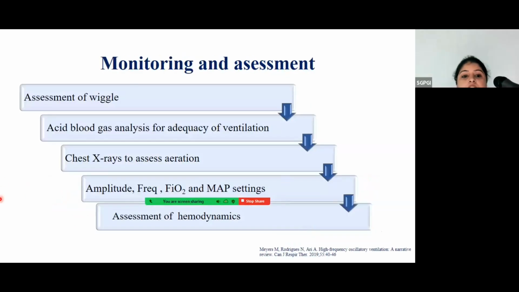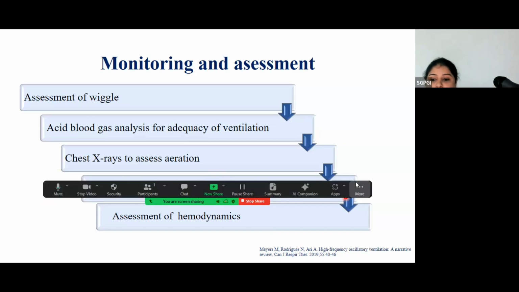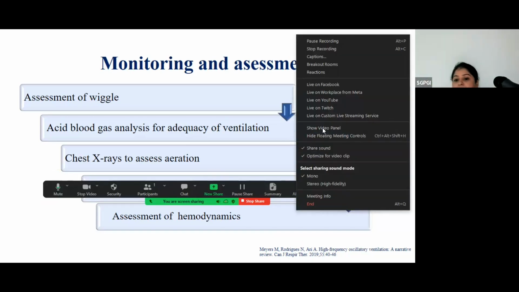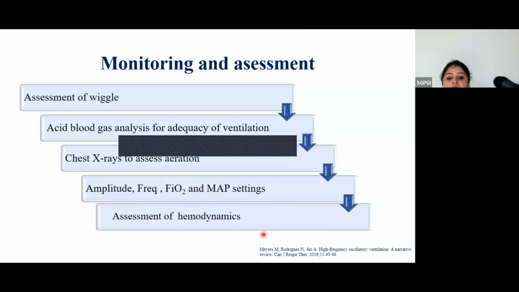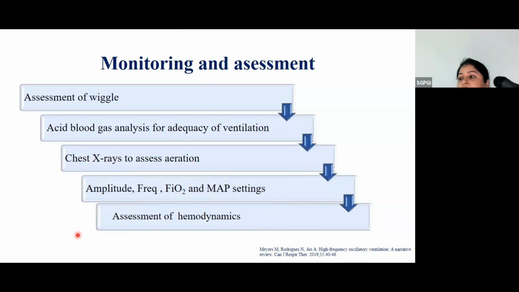For monitoring, we need to assess the wiggle. Arterial blood gas analysis should be done for the adequacy of ventilation. Chest X-rays should be done to assess the aeration. For adequate aeration, the X-ray should show at least 7 to 9 ribs. The amplitude, frequency, mean airway pressure, and other settings are titrated as per the blood gases. Also, the assessment of hemodynamics is important, because since we are giving high mean airway pressure, it can lead to decreased cardiac preload or hypotension.